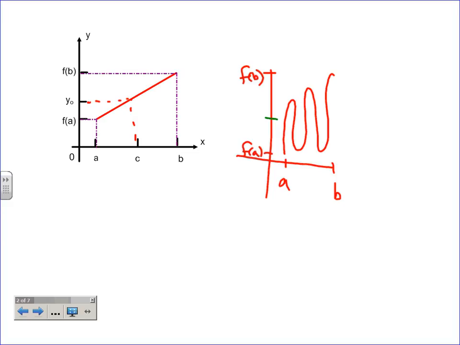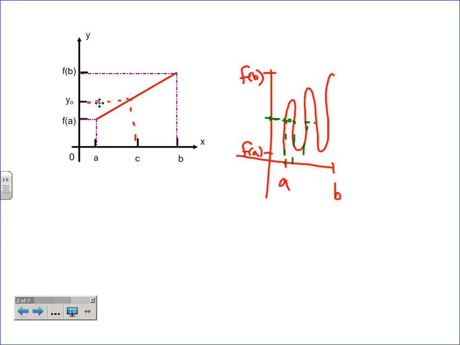Yeah, in fact, how many are there? There's 1, 2, 3, there's 5 of them, right? But there's at least one, right? And that's really what it's saying. And this is only going to happen if that function happens to be continuous. If it's not, we don't know. Maybe, maybe not. Okay. Any questions so far?